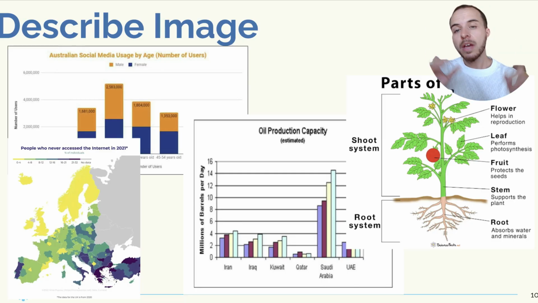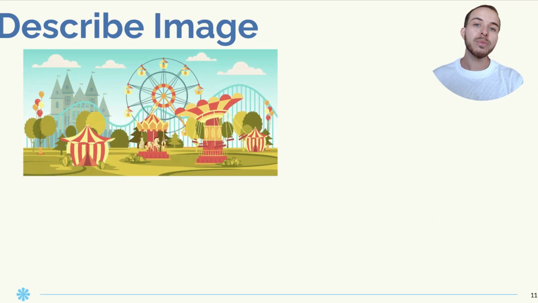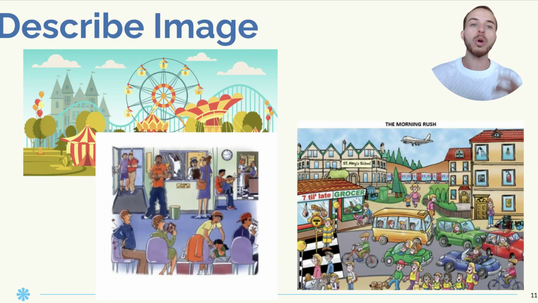You might get a photo like this, which is a graph or a chart. Those are very common. However, in recent years, they have been using more scene images, where you have to describe something like a carnival or a picture, something like this.